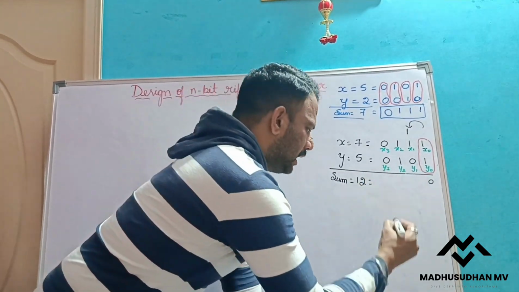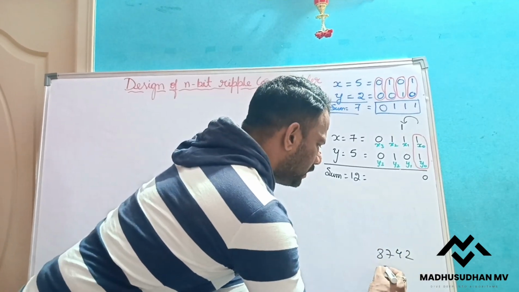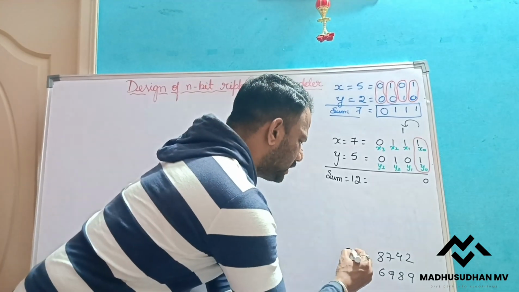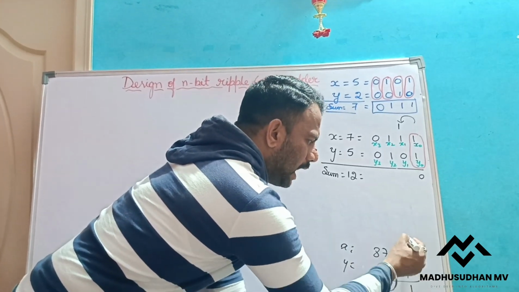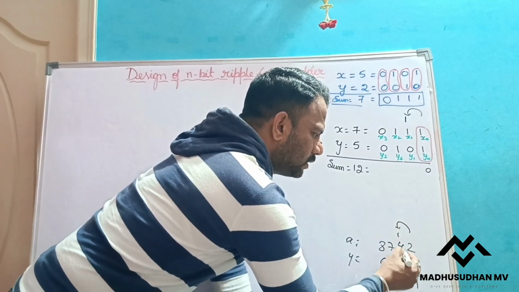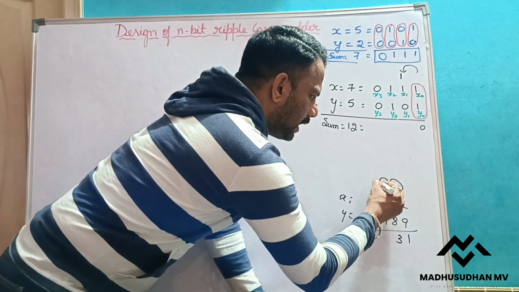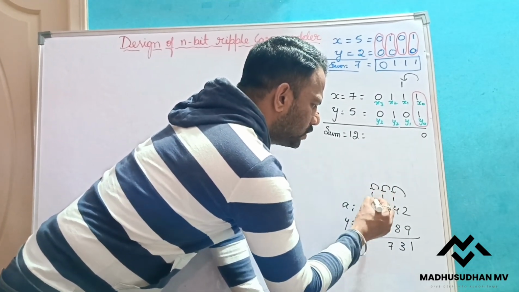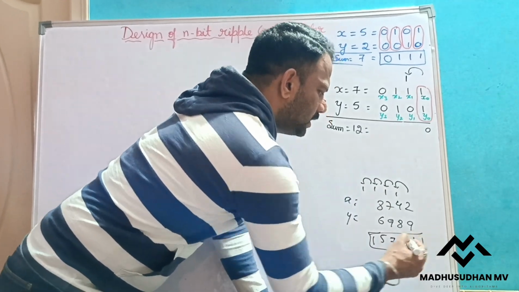Let us say I'm adding 7, 4, 2 and 6, 9, 8, 9. Assume these two are the numbers, as ordinary decimal numbers. 2 plus 9 is 11, and it produces a carry to the next one. So 1 plus 4 is 5, and 5 plus 8 is 13. Again it generates a carry 1. So 8 plus 8 is 17, which generates carry 1. So 9 plus 6 is 15, which generates 1. So this is my answer. This is my sum.